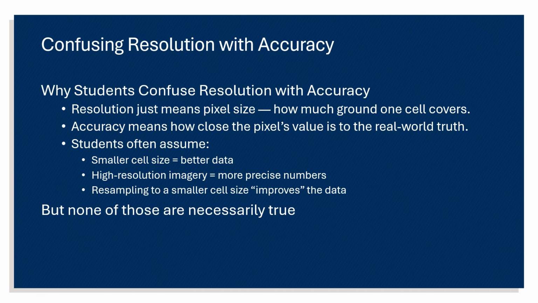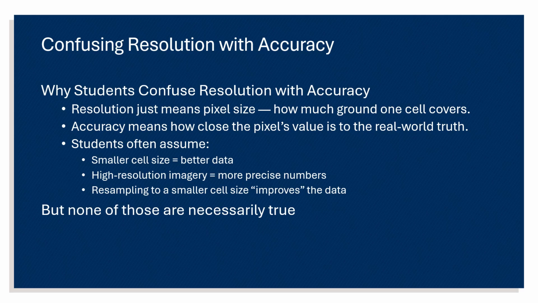So, why do students confuse resolution with accuracy? Resolution simply means pixel size. How much ground does one cell cover? That's it. Accuracy, on the other hand, means how close that pixel's value is to the real world truth of that area. Students often assume that smaller cell size means better data. They assume that higher resolution imagery equals more precise numbers. And they think that resampling to a smaller cell size somehow improves the data.